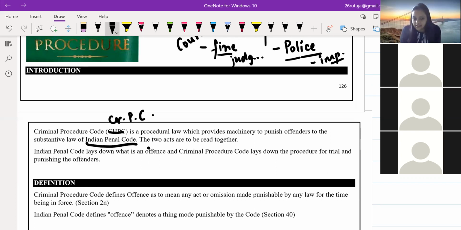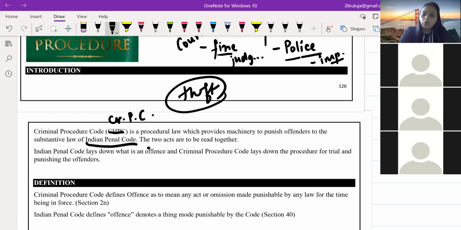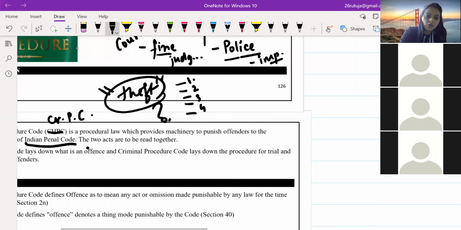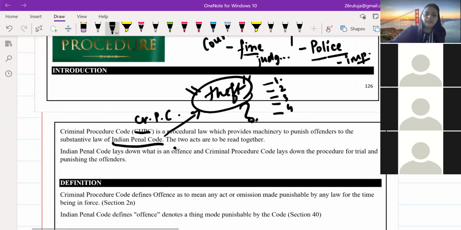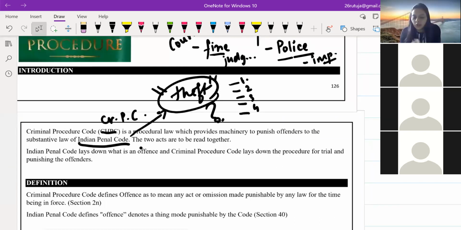Why are they linked? क्योंकि क्रिमिनल प्रोसीजर कोड आपको सिर्फ प्रोसीजर बताता है. ठीक है, वो सिर्फ आपको बताता है कि अगर आपके घर पे चोरी होती है, if there is a theft, तो आपको क्या स्टेप्स फॉलो करने हैं. सबसे पहले स्टेप नंबर 1, स्टेप नंबर 2, 3, 4, ये स्टेप्स आपको सीआरपीसी में मिलेंगे. Okay, but what constitutes theft? What is the definition of theft? वो कहाँ पे मिलेगा आपको? वो definition of that offense you will find in I.P.C, Indian Penal Code.